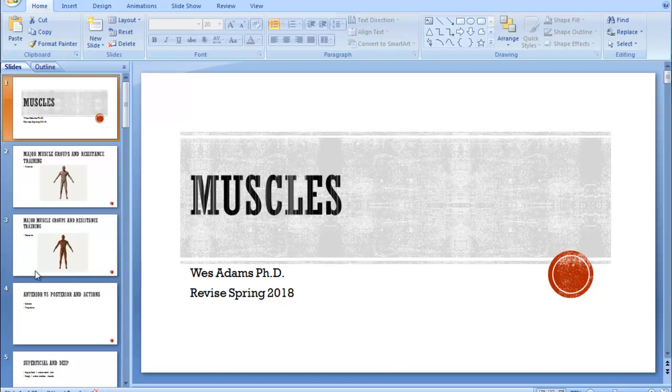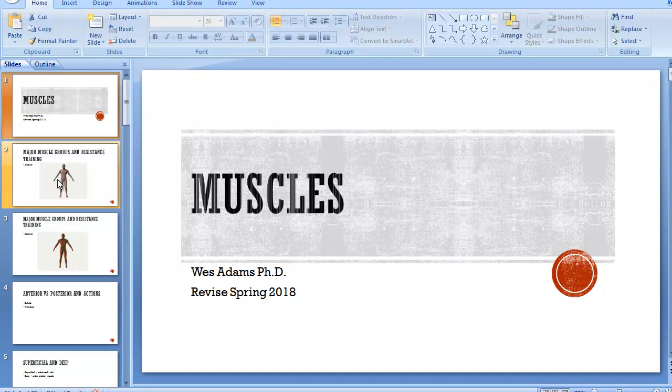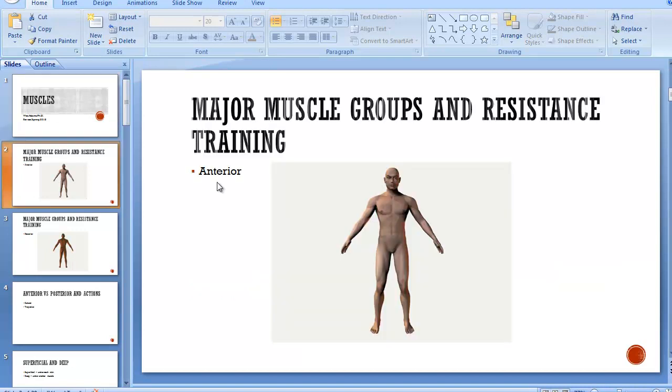Let's go over the muscles and how this information is connected to training, the health-related components, and other information that you'll use anytime that you go and work out. So I want to cover the major muscle groups that are hit when you do resistance training.